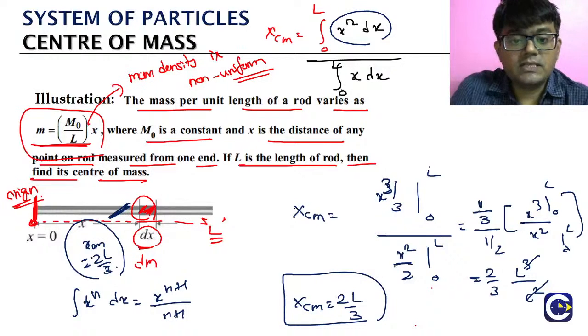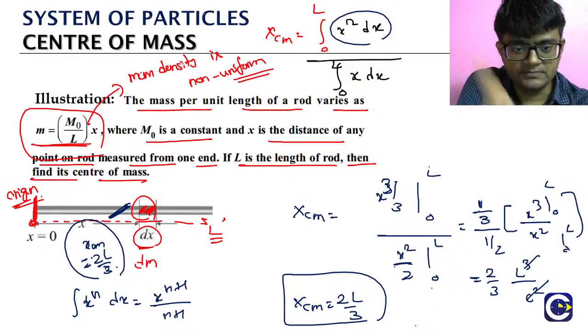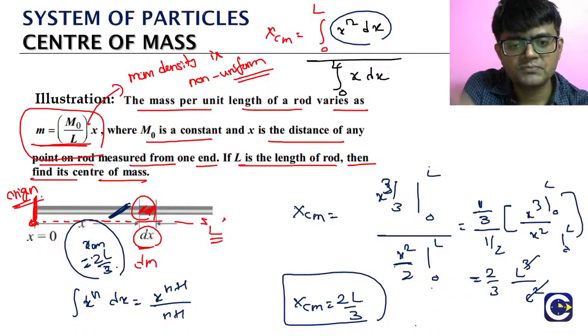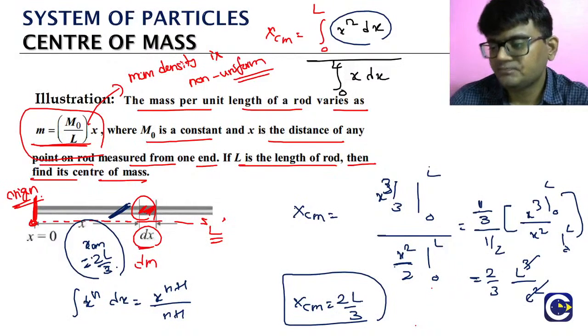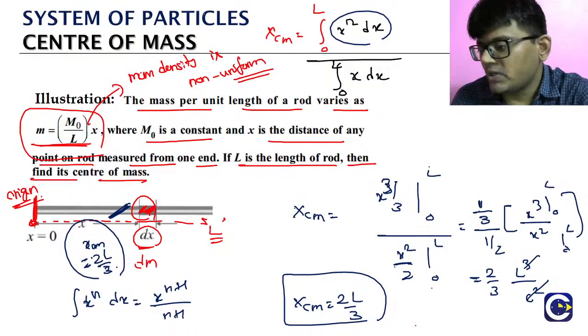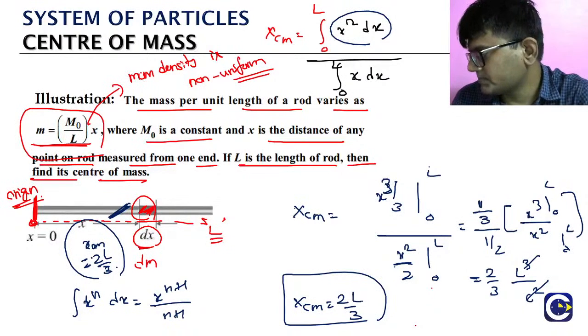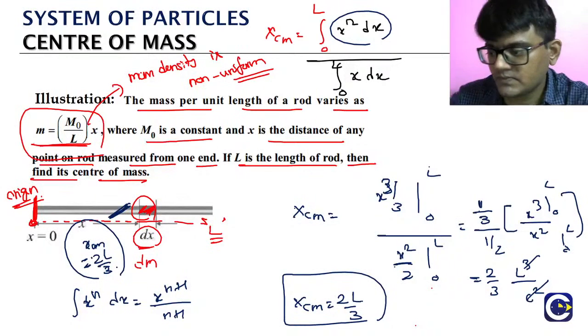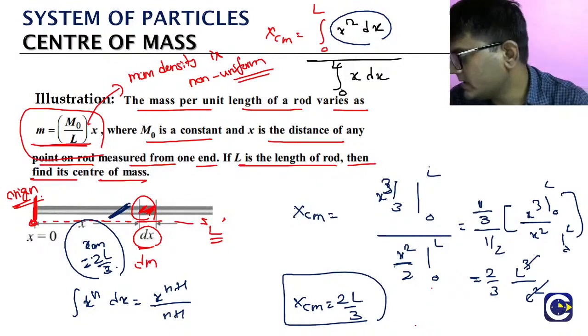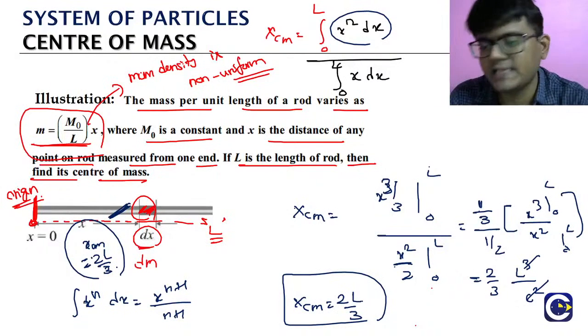So such general problems can be given, where the mass density is changing, non-uniform. The approach is the same: we take a small element, and here only the x coordinate will be required. We use the same integral x dm by integral dm, and with that we will be able to get the result. So check whether you are able to get the same answer, 2L/3 should come. This is the approach to solve these kinds of questions.